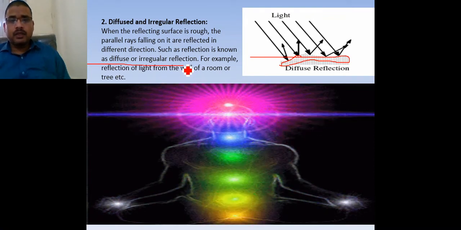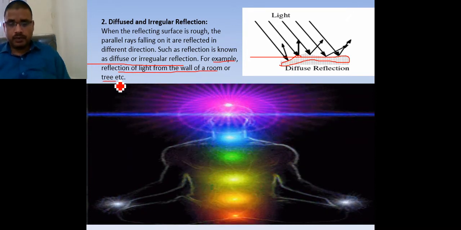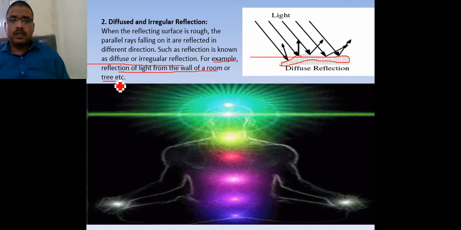And the example is also given here. The reflection of light from the wall of a room or from trees is called irregular reflection, because the wall is not a smooth surface, whereas the trees also do not have a smooth surface.